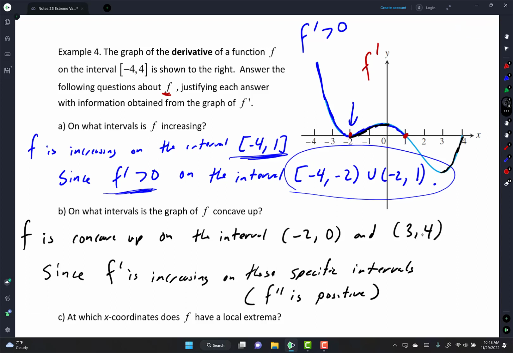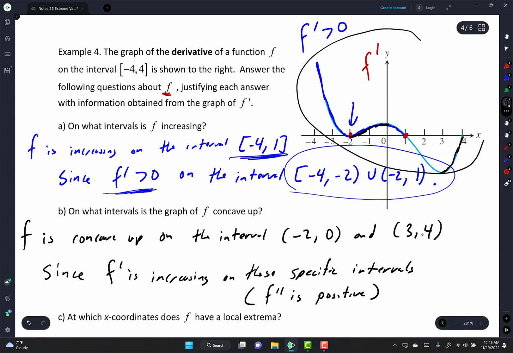Because there is good notes here. In case you're wondering, okay, I'm going to slow down because I can see a lot of you writing. You could have said since f prime prime is positive on those specific intervals. Which one do I say? There's so many choices. What graph are we given? That's the graph you want to reference.